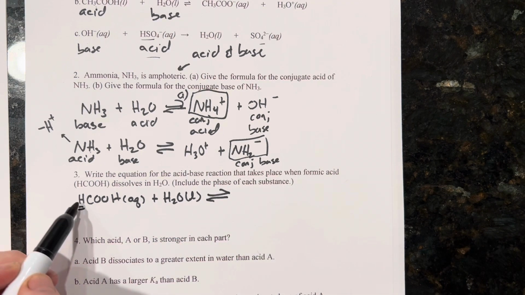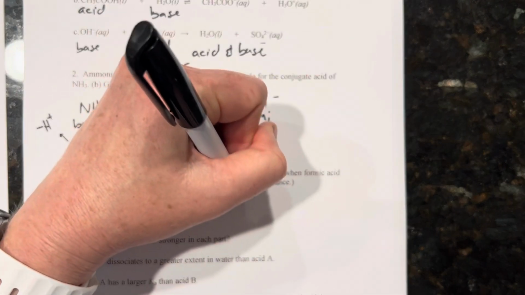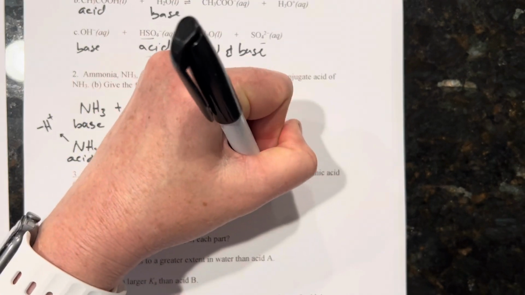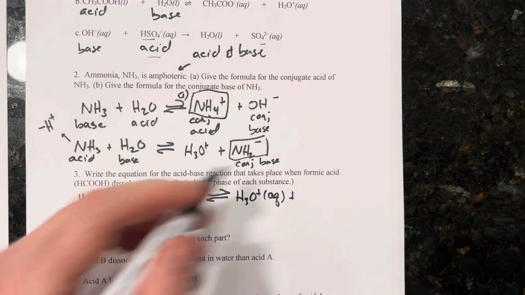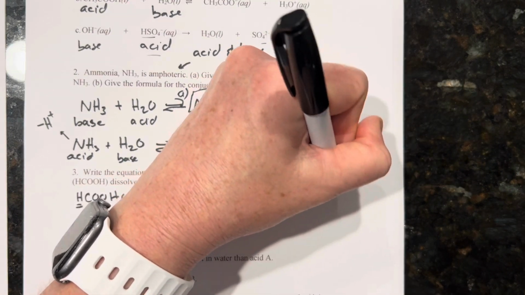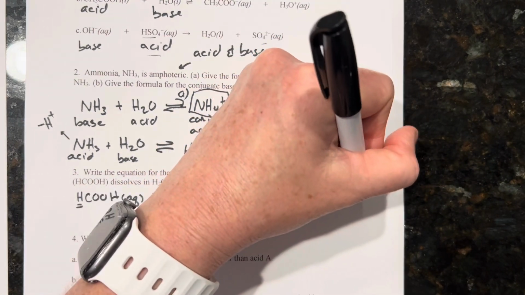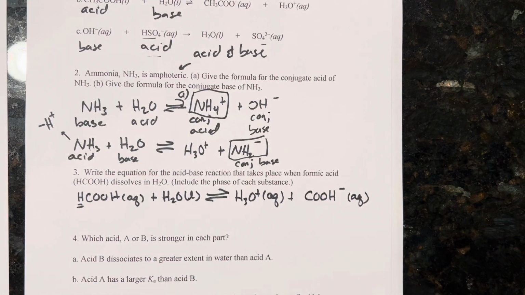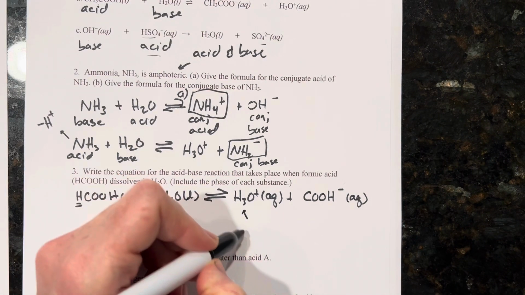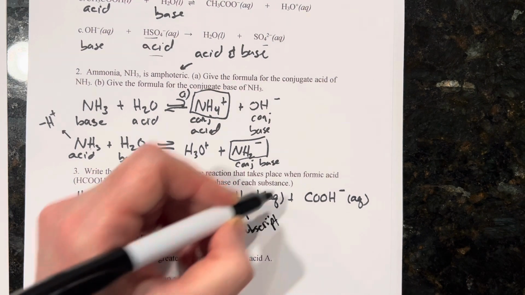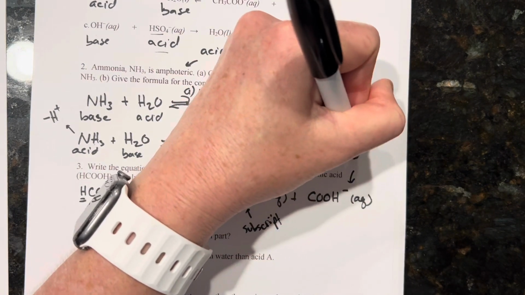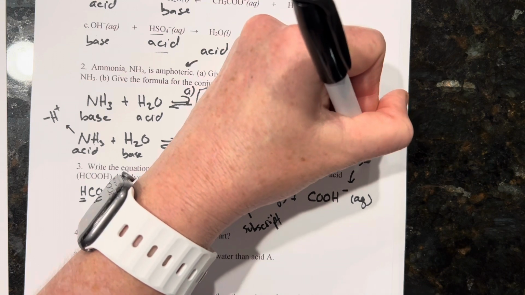So what's going to happen is this H is going to go to this water, and we'll get H3O+, and that again is aqueous, plus what's left, which is a COOH, but it has to have a minus charge, and it is also aqueous. Now, the common mistakes I see here are people don't subscript this stuff. You should know to do that. They don't superscript this stuff.